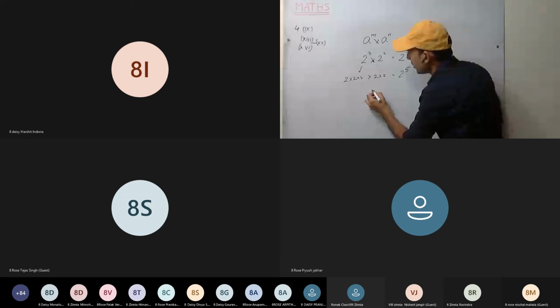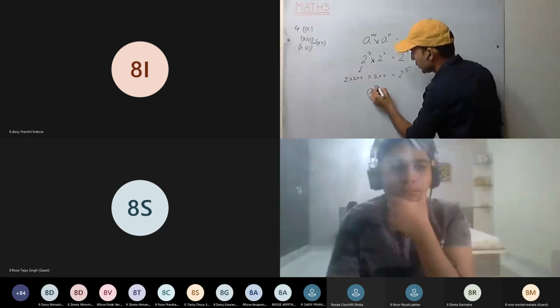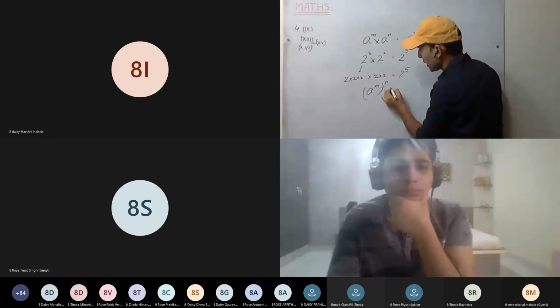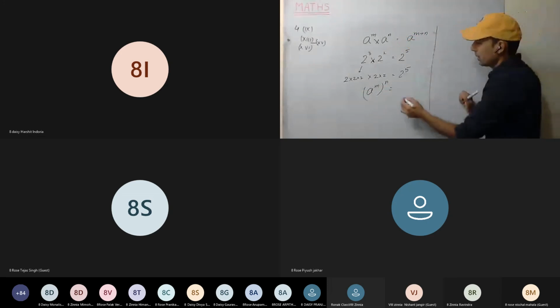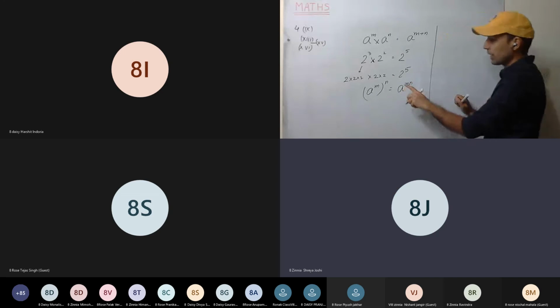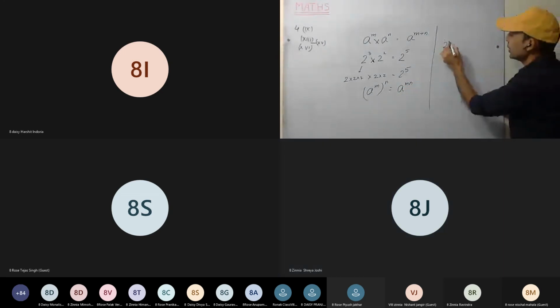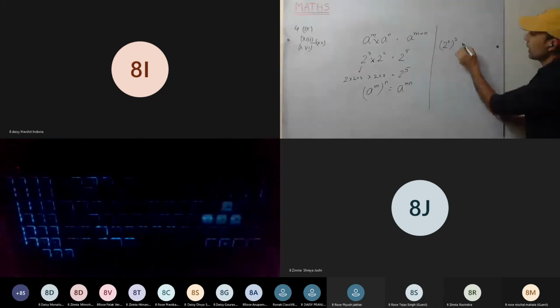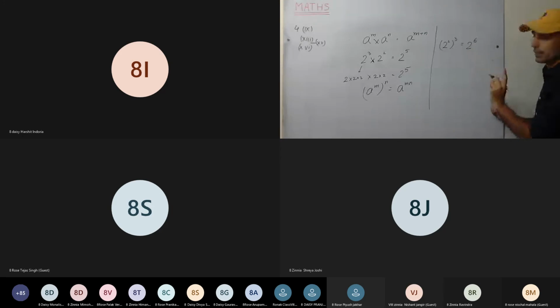Now see, a raised to power m, whole raised to power n. How much is it? A raised to the power mn, multiplication. Now see here, we can check as well. 2 square, the whole cube, m into n. So it will be 2 raised to power 6.